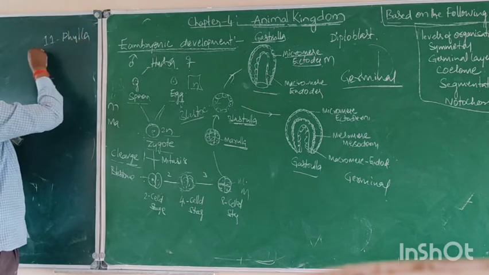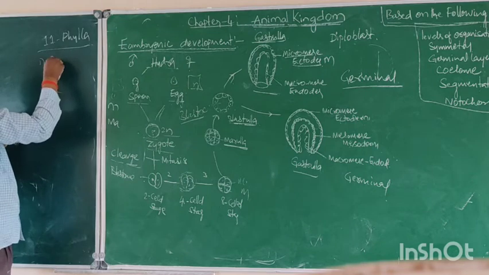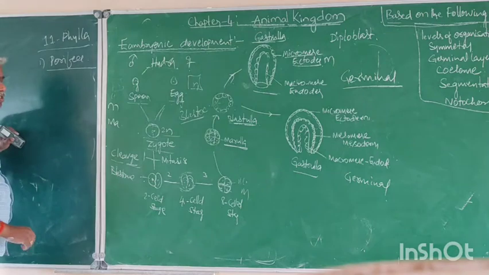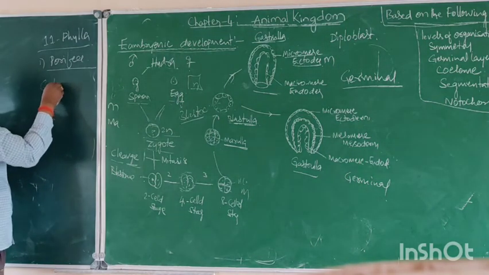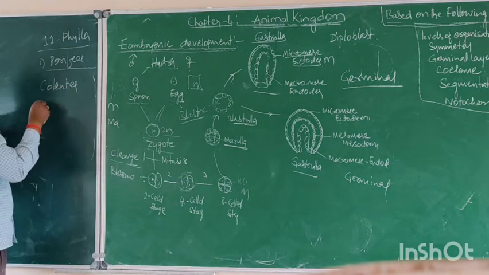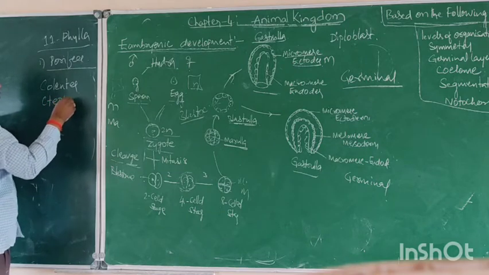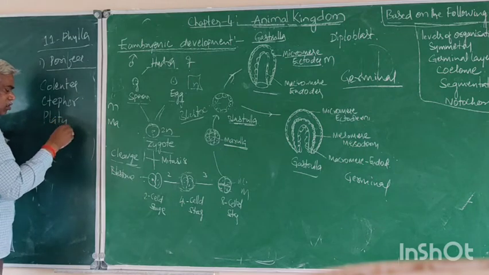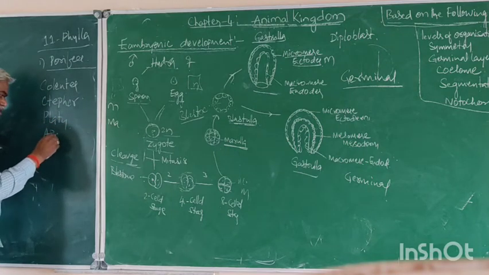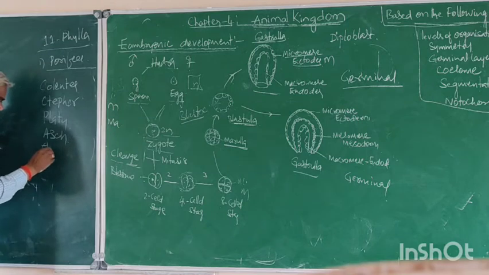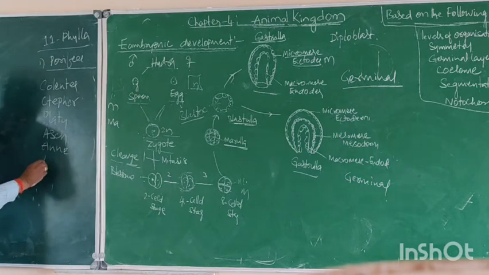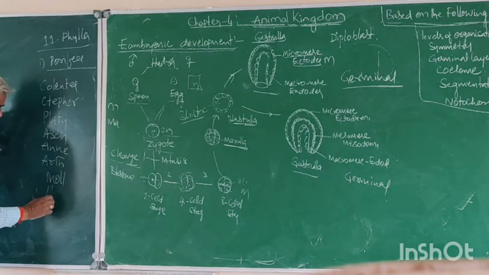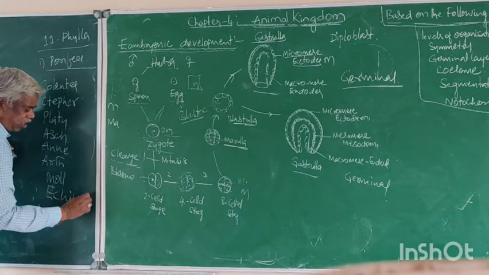Among these lower phyla, the first phylum is porifera, the second phylum is cnidaria, then ctenophora, platyhelminthes, aschelminthes, annelida, arthropoda, mollusca, echinodermata, and hemichordata.